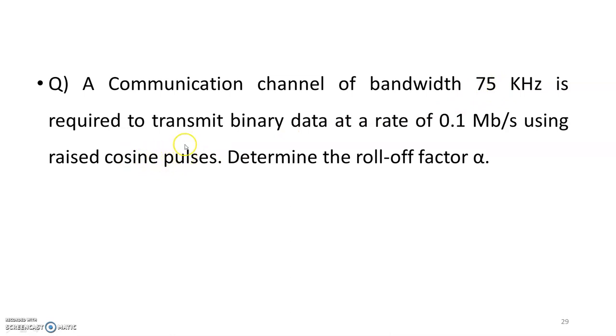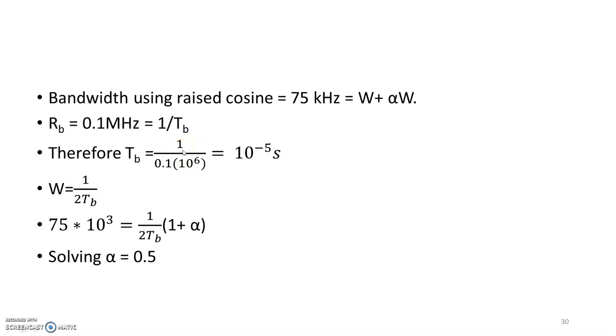So for a raised cosine, you know the expression for bandwidth. For a raised cosine, the bandwidth varies from W to 2W, or it has the general form W plus alpha W. You know that. So W plus alpha W is given as 75 kilohertz.